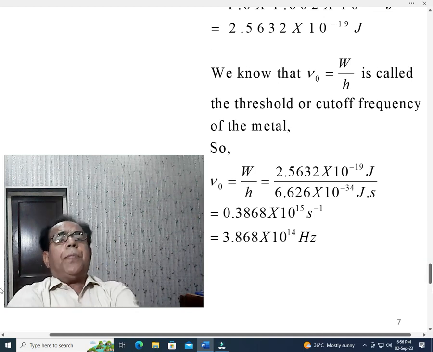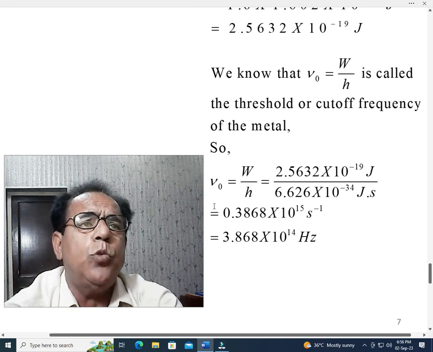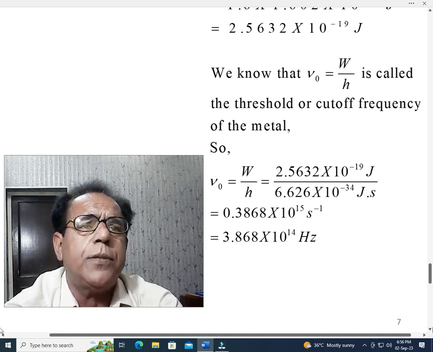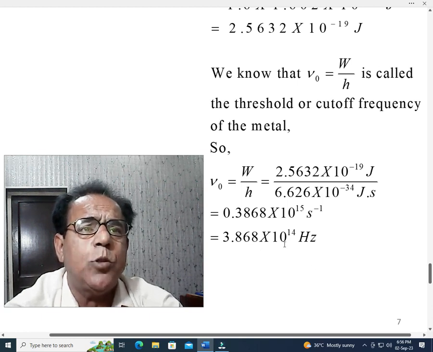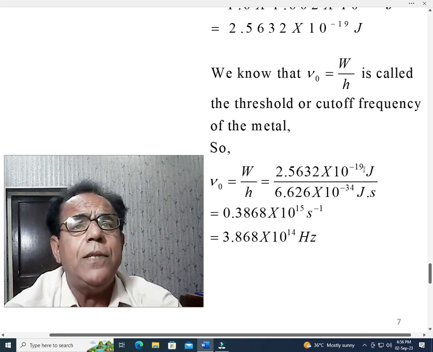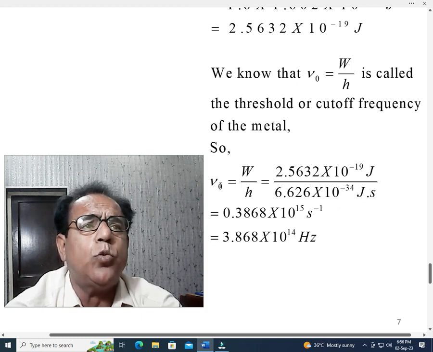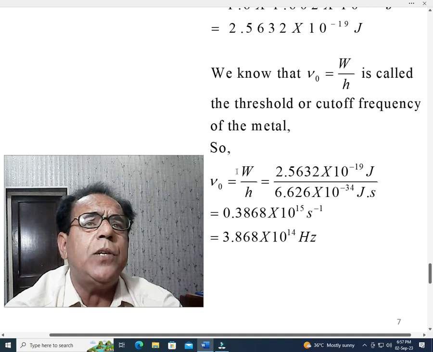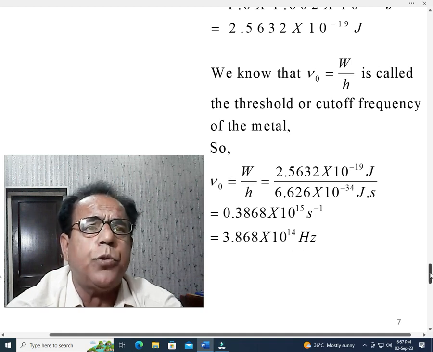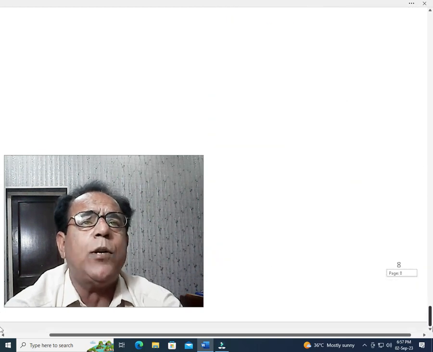Now we know that nu naught equal to W over h is called the threshold cutoff frequency of the metal. So nu naught equal to W over h. After simplification it becomes equal to 3.868 into 10 to the 14 hertz. Because, dear students, here joule will be cancelled with joule, and second inverse, 1 over second or second raised to the power minus 1, is equal to hertz. So the cutoff frequency, threshold frequency, will become equal to 3.868 into 10 raised to the power 14 hertz. And this is the end of our video.